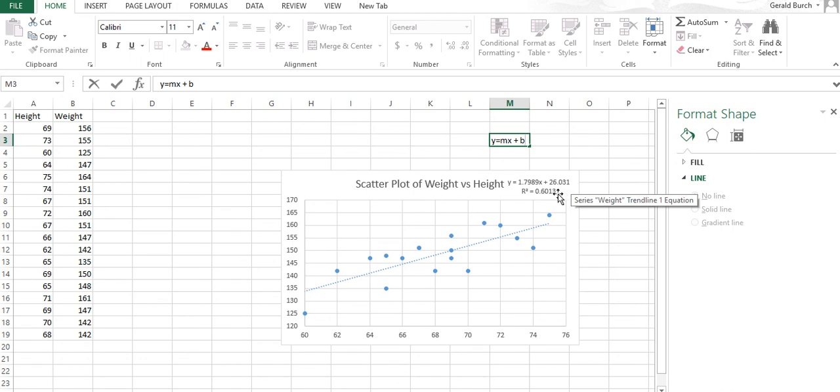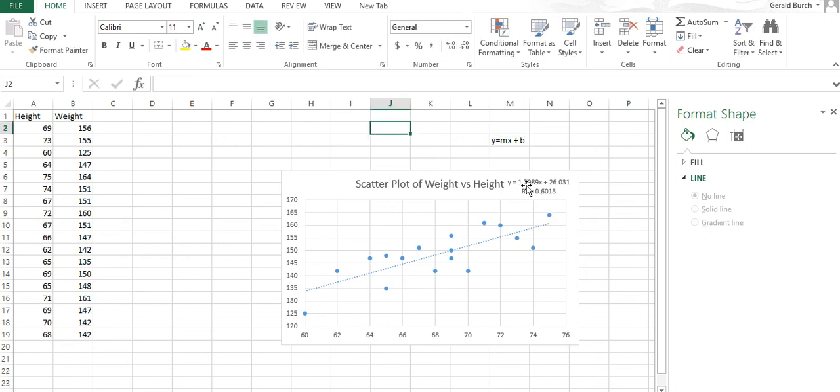The next thing is the R squared value. R squared tells you how much of the variability or variance in weight, in this case approximately 60%, can be determined by the variability in height. So 60% of the variance here is explained by the variance here.